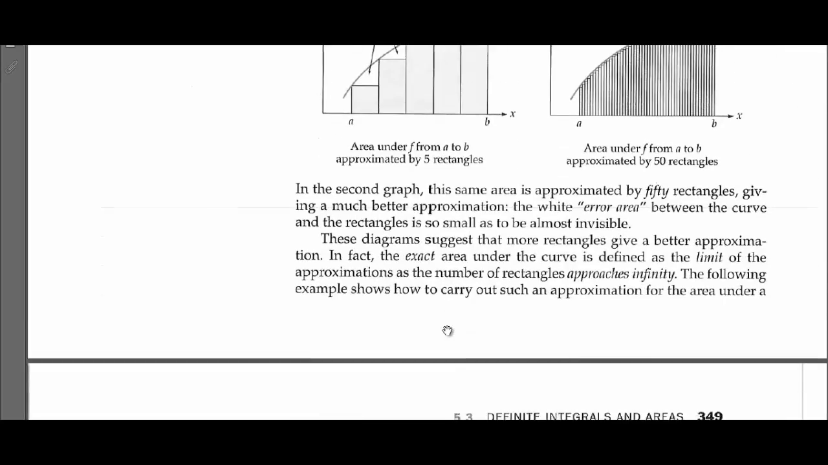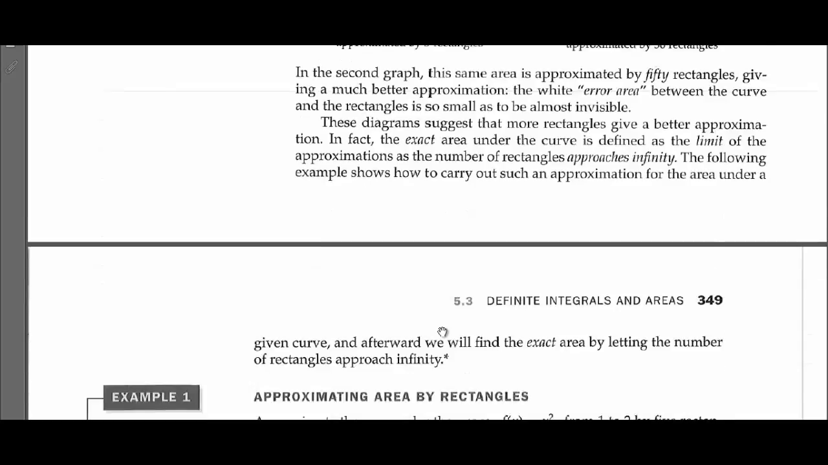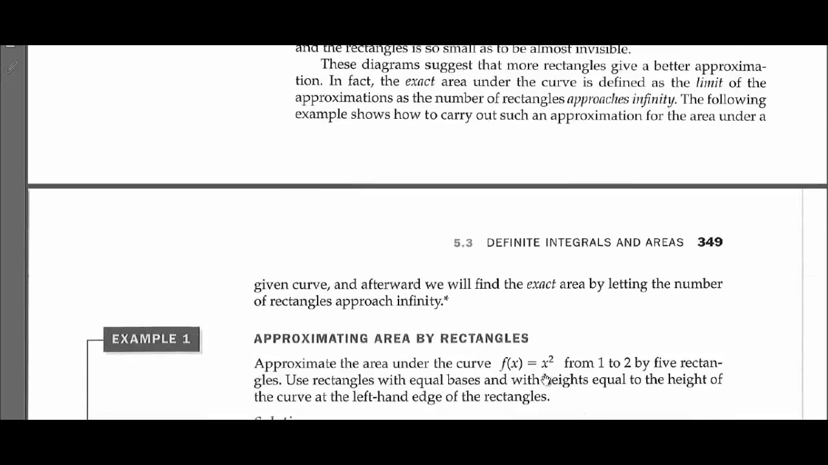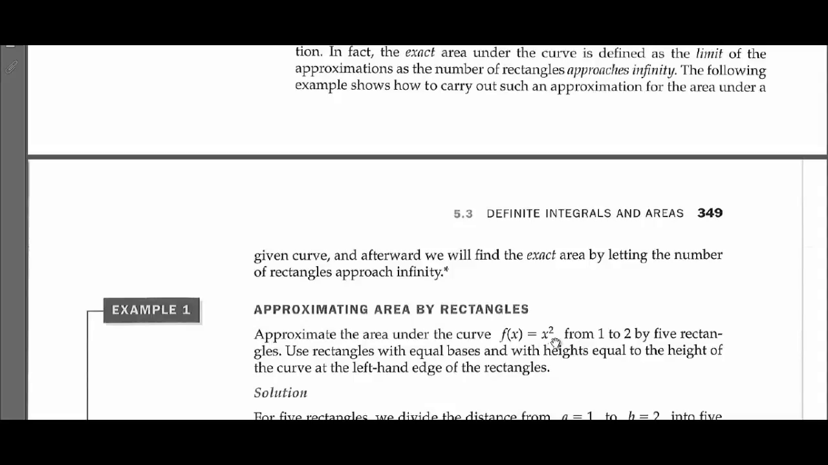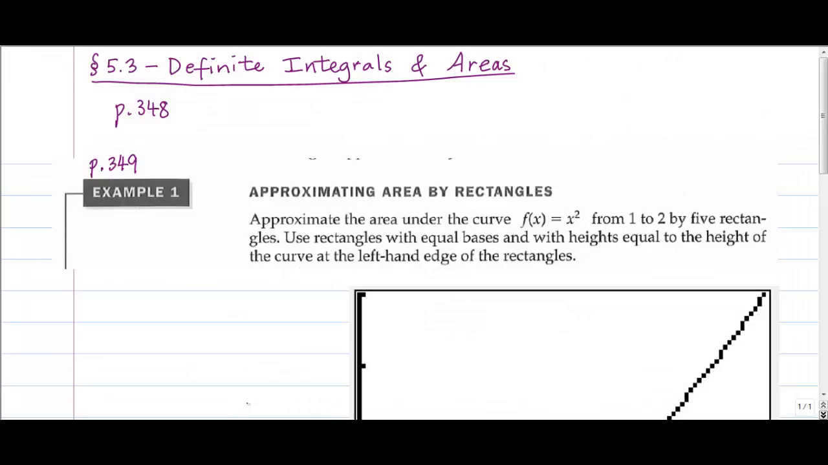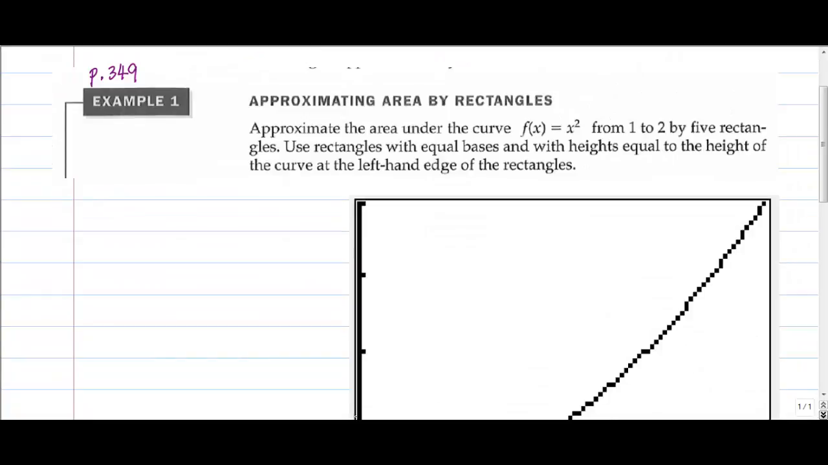Let's go over an example of how to do this. Suppose they give us the function, this is example 1 in your book. Suppose the function is x squared, going from 1 to 2, and we want to approximate this area using 5 rectangles. And they tell us to use the left-hand edge of the rectangle. Let's go ahead and do this example.